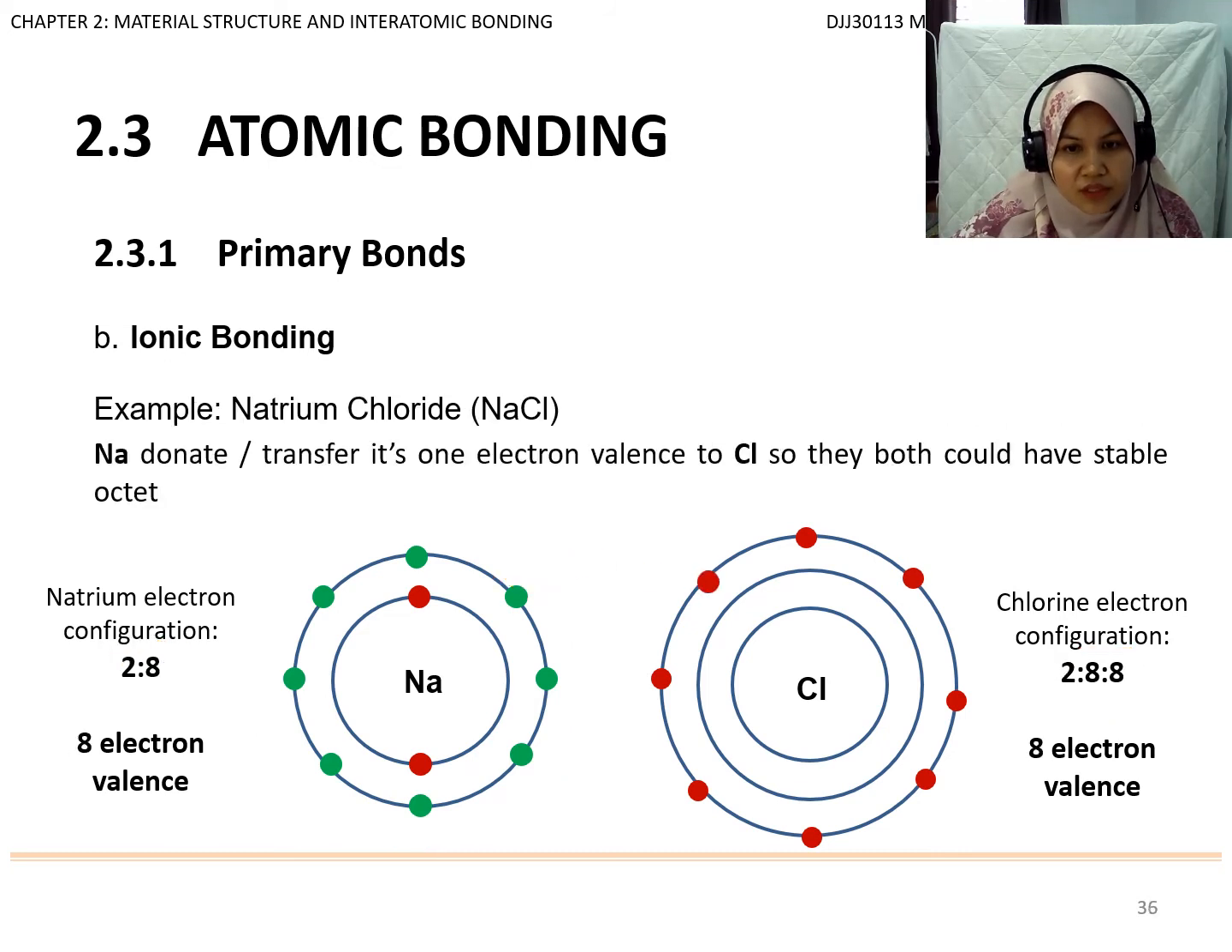So, tengok. Okay. So, natrium, after dia dah bagi elektron dia pada chlorine, dia punya electron configuration dah berubah to 2, 8. So, maksudnya dia ada 8 electron valence, dah stabil. Sama juga dengan chlorine, dia terima satu lagi elektron. So, dia punya electron configuration 2, 8, 8. Okay, so both of them have stable octet. Okay, natrium donate or transfer its electron valence to chlorine, so they both could have stable octet.